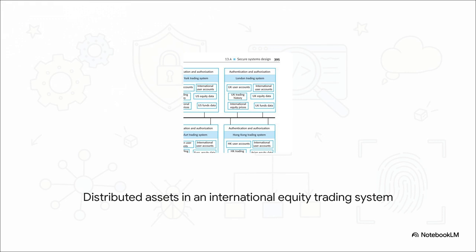But what if we go the other way? Imagine a globally distributed system, like an international equity trading platform. In this setup, all those critical assets, the user accounts, trading histories, equity data, they're scattered. They are distributed across servers in New York, London, Frankfurt, and Hong Kong. By spreading the data geographically, you massively shrink the blast radius of a localized attack. If someone hits the London server with a massive denial of service attack and it goes down, well, the whole system doesn't just collapse. The other nodes can pick up the slack and keep essential services running. It's a textbook example of trading tight, centralized control for unbeatable, decentralized resilience.